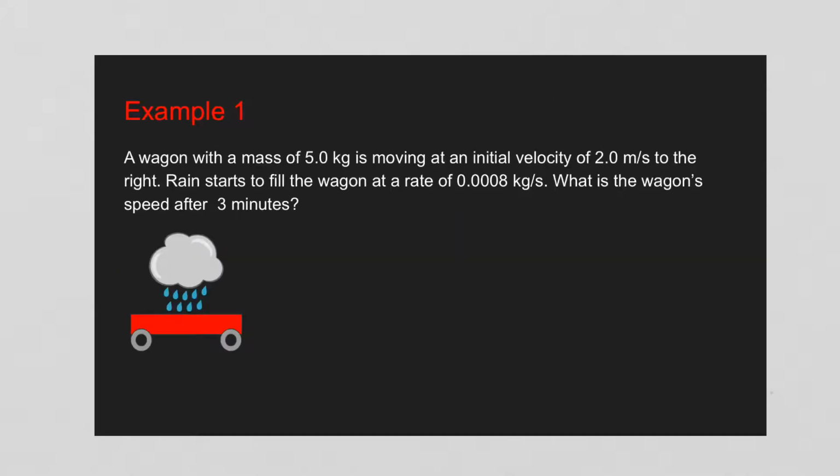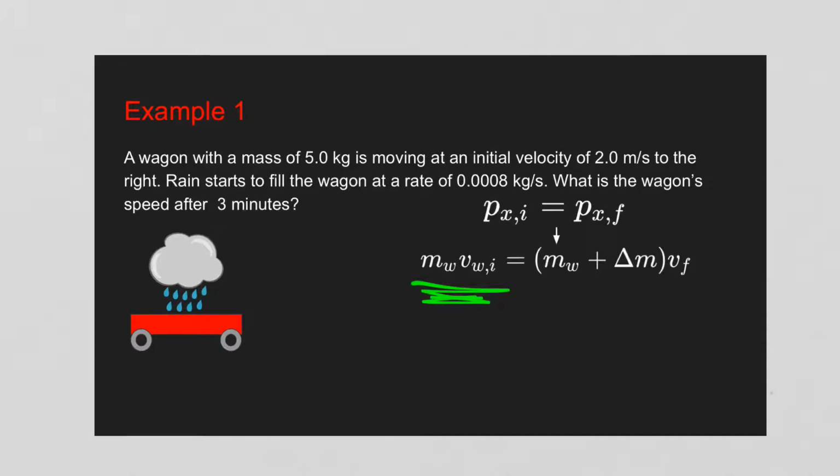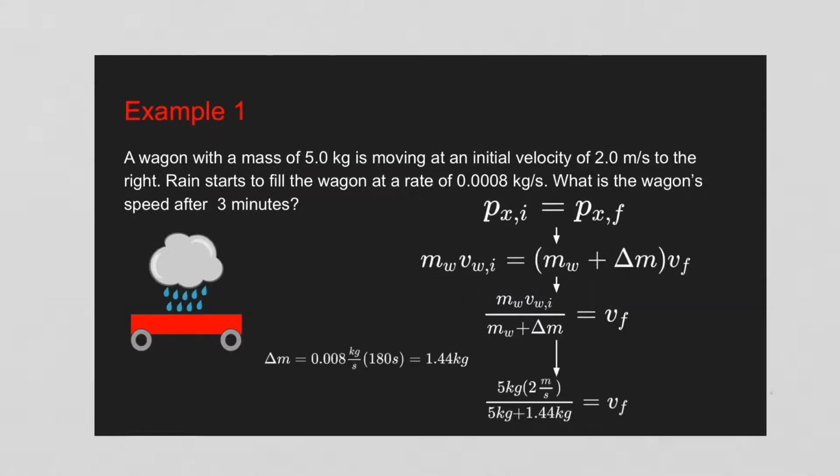Let's talk about some cases where this is going to happen. By this, of course, I mean momentum conservation. So we've got a wagon, and it starts to rain. No external forces, so the momentum of the wagon at the beginning and the momentum of the wagon at the end are going to be the same. At the beginning, you just have the mass of the wagon times its initial velocity, but now you have the mass of the wagon plus whatever mass you added because of the rain. So we'll solve for the final velocity of the wagon, and we'll get this expression.